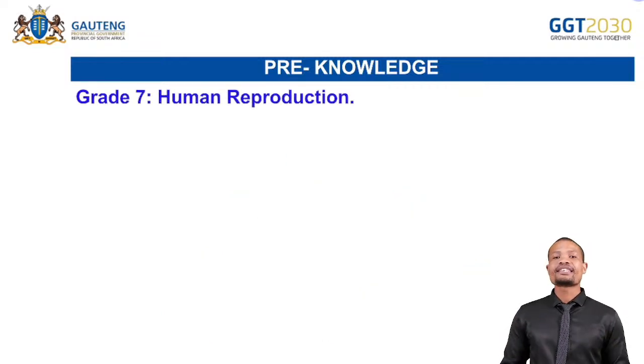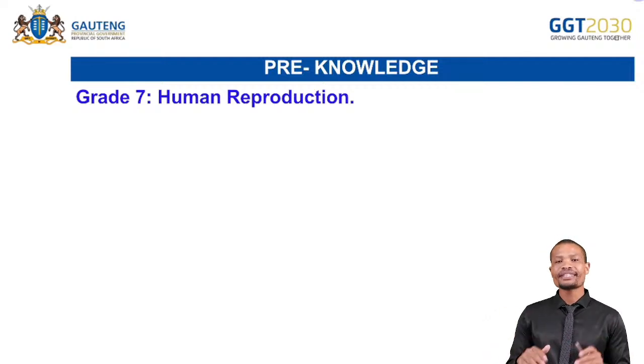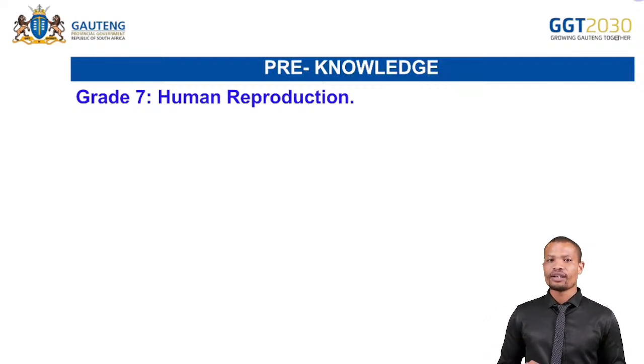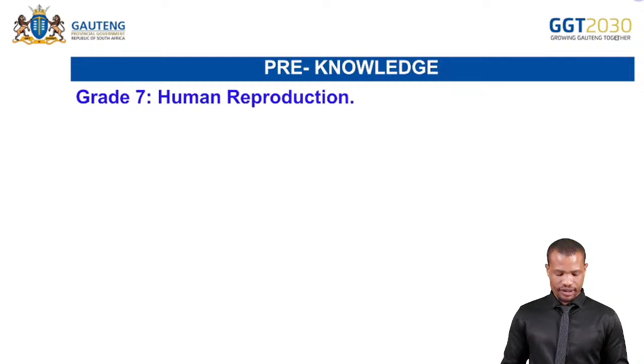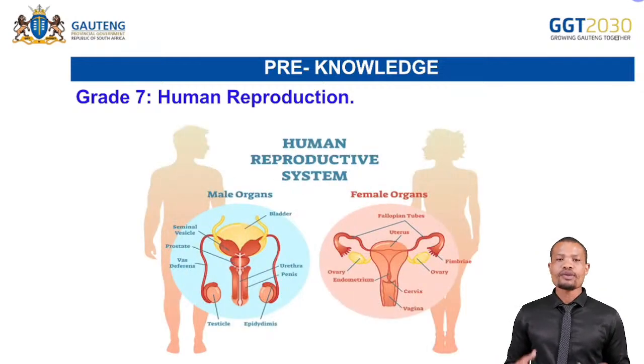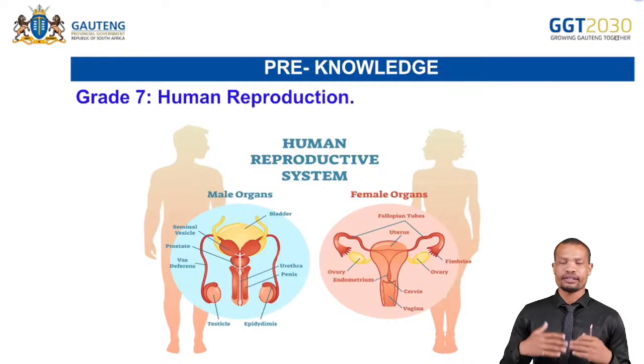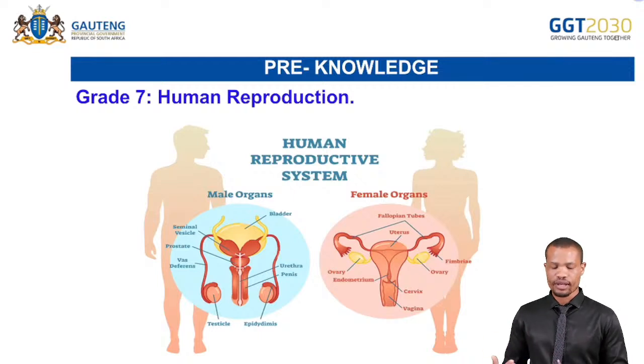Now, in grade 7, we learned about human reproduction. Now, ironically, this is the topic that we are learning today. So we brushed a little bit in grade 7, and then in this lesson, we are going to go deeper, okay? Right. So we know that in human reproduction, you need two individuals, a male and a female. They must both be fertile. They must be able to reproduce, okay?